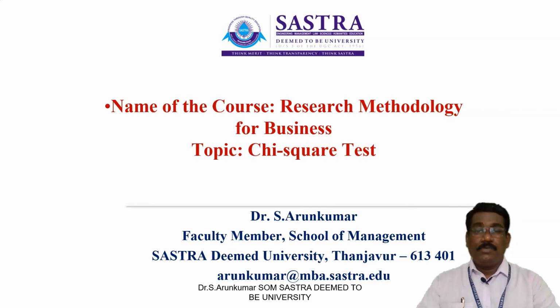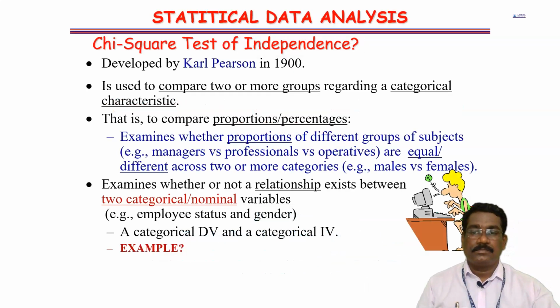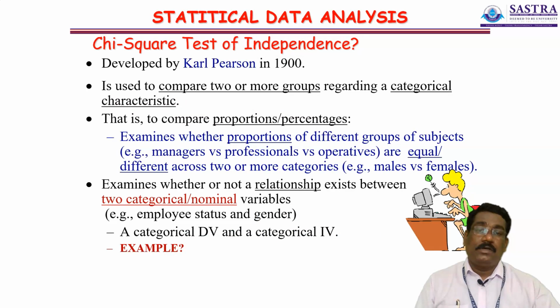Before we clearly understand what chi-square analysis is, I will give you a contextual example. The chi-square test of independence was developed by Karl Pearson in 1900. It is used to compare two or more groups regarding a categorical characteristic. This is to compare proportions and percentages.